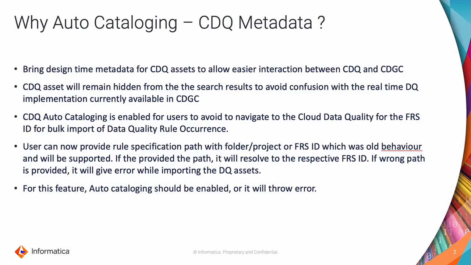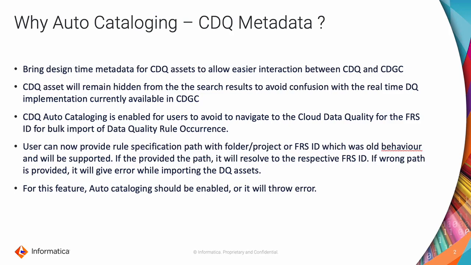CDQ auto-cataloging is enabled so users avoid having to navigate to Cloud Data Quality for the FRS ID, which is used while doing a bulk import of data quality rule occurrence. So initially the user can provide the rule specification path with folder/project or a specific FRS ID, which was also there in the old behavior. And this will also be supported from the April 2024 release.